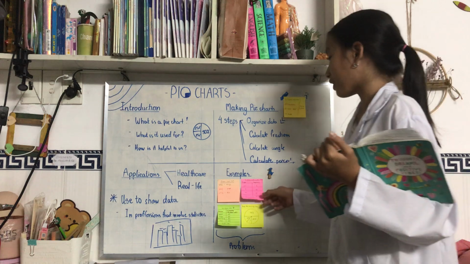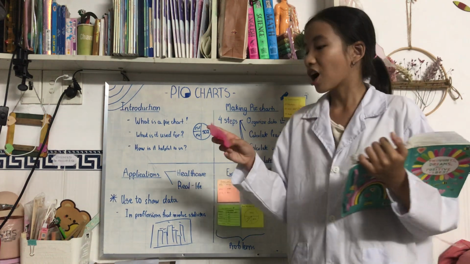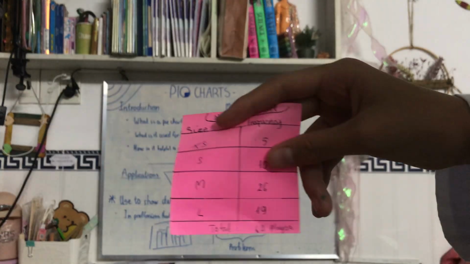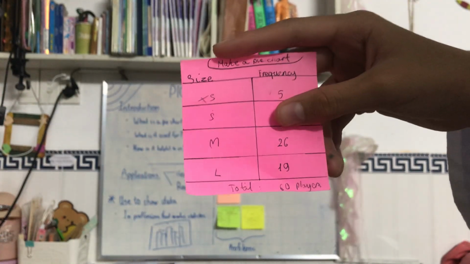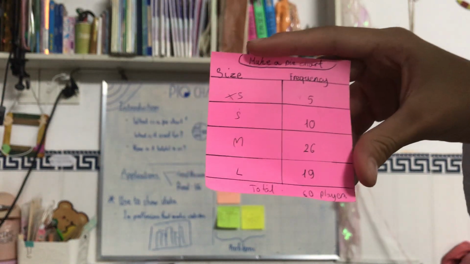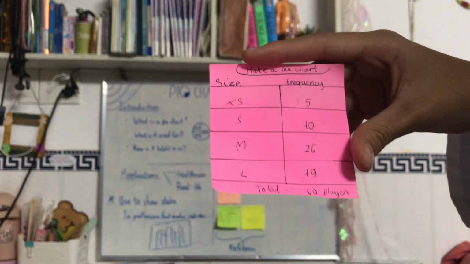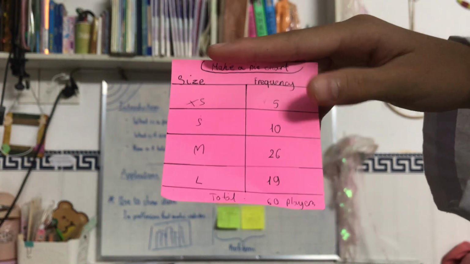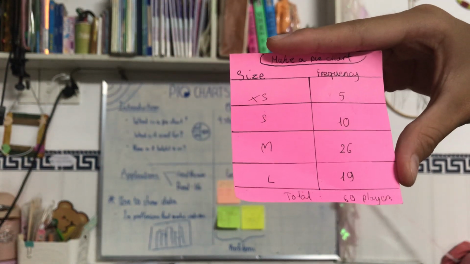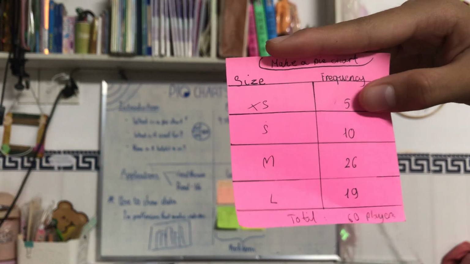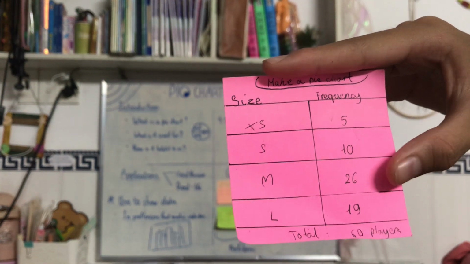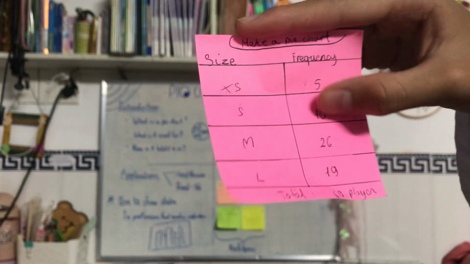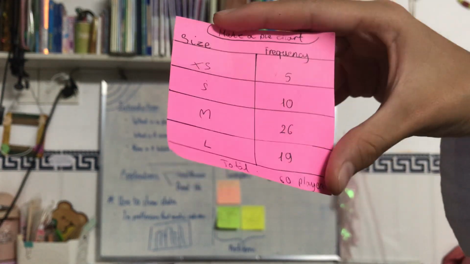Take, for example, this problem. A coach wants to make all of the jerseys, or all of the shirts, for her team. She has 4 main sizes: extra small, small, medium, and large. We have 60 players in total. 5 for the XS, 10 for the S, 26 for the M, and 19 for the large. That is the frequency, or the number of players for each size.